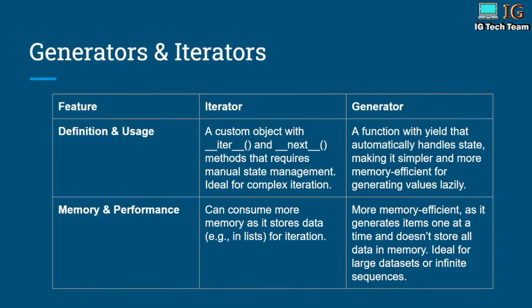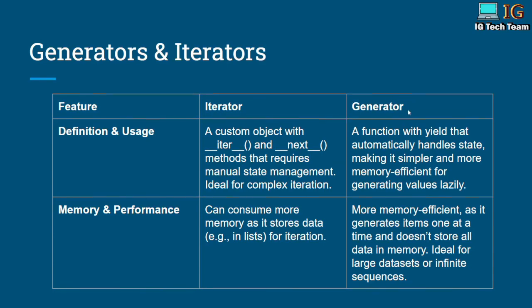Next we have generators and iterators. So what are these iterator and generator? You can see here, iterator is a custom object with iter and next methods. That means iterator will use these methods iter and next, and it requires manual state management, and it is ideal for complex iteration. We will see this in the code example, but you have to understand that this iterator will take two methods, iter and next, and you have to manage state by yourself. We will understand this in the code example itself.